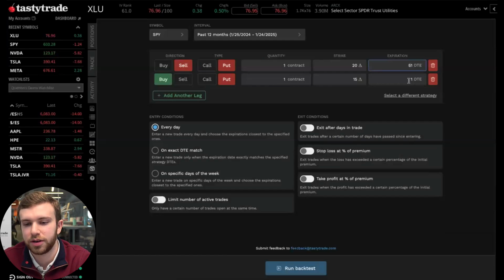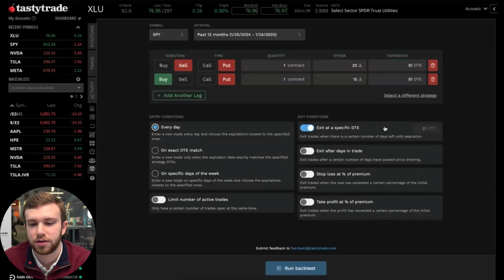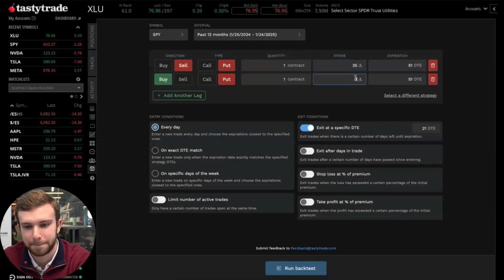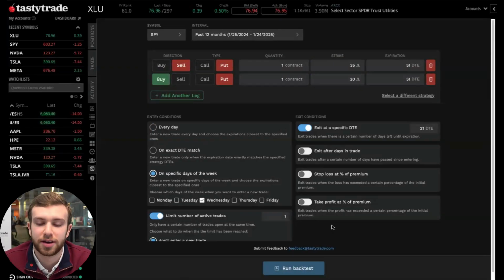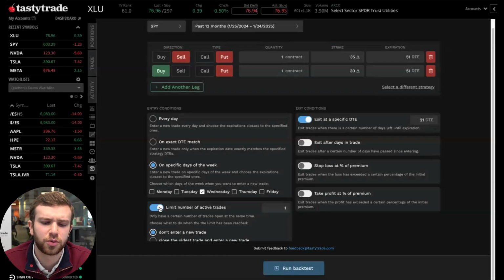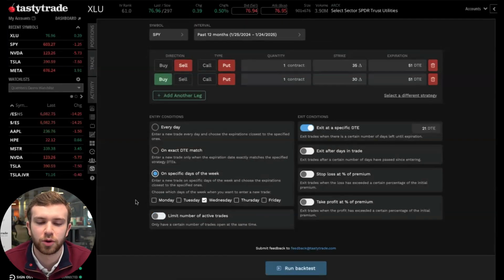So let's call it 51 days, managing at 21, one contract each this time. I'll go back to that 35 delta for the short. And then we'll just do this once a week with only one trade on at a time. Or we could just do it once a week with multiple trades on at a time, because that still wouldn't take too much of the account there.